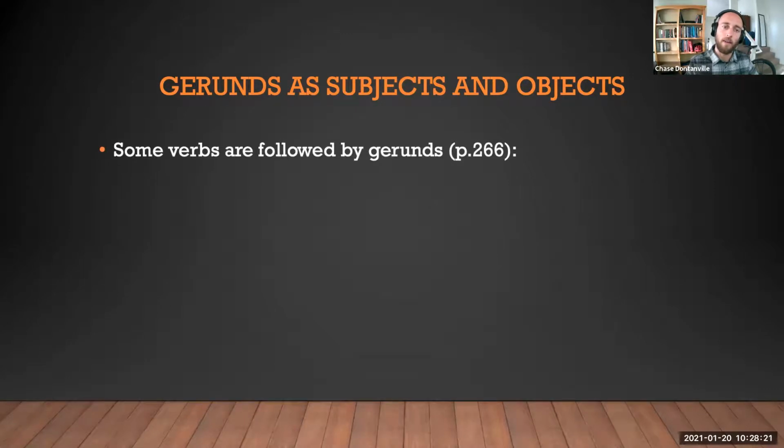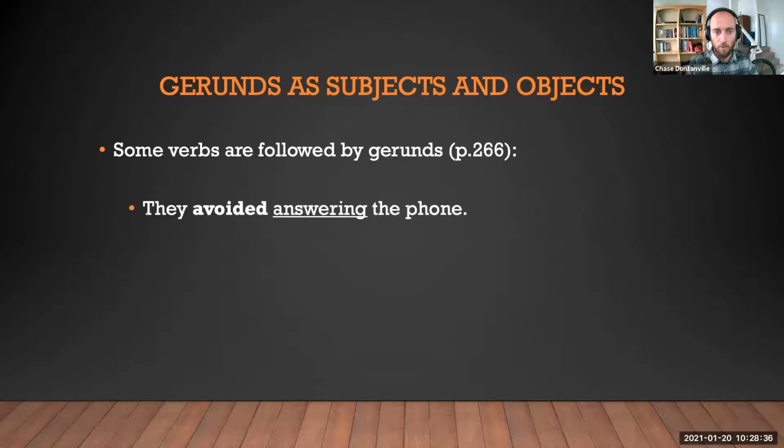Now, some verbs are followed by gerunds, okay? And you should learn these verbs, memorize these verbs. They're on page 266 of your grammar book. So these verbs are followed by gerunds. I'll give you some examples. Avoid. So the verb avoid is followed by a gerund. For example, they avoided answering the phone.